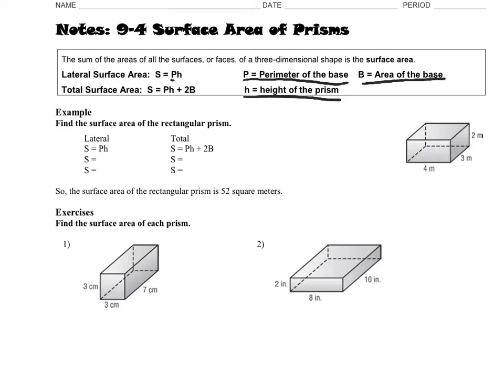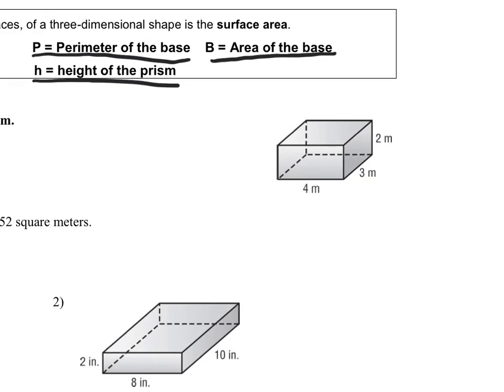Lateral surface area. Okay, so it just says S equals PH. So, perimeter of the base. Let's define the base right now. I said, let's do what it's sitting on. It's sitting on this little rectangle right here. Do y'all see that rectangle? So the perimeter of that base would be 4 plus 3 plus 4 plus 3, right? Which is 14. Are y'all with me there?